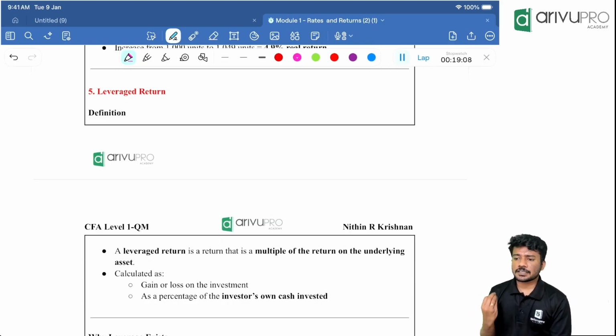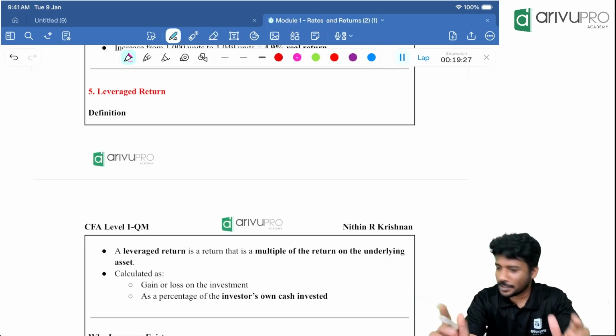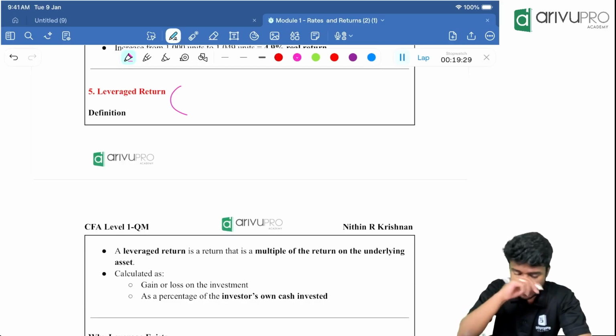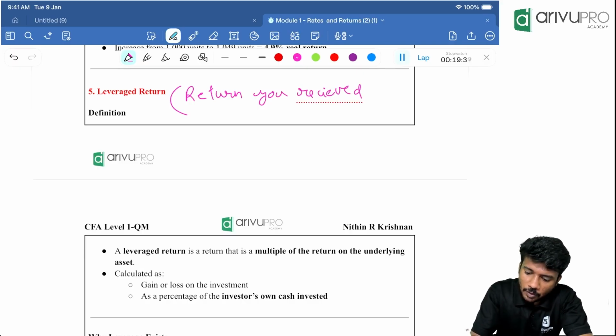Leverage return is the return that you got after using borrowed money. So you will borrow some money and you will invest somewhere and you will get some return. So that type of return is called what? Leverage return. And unleveraged return will be what? Whatever return you got using your own money. Okay. Leverage return means return you received, or return you earn. That is the best way.